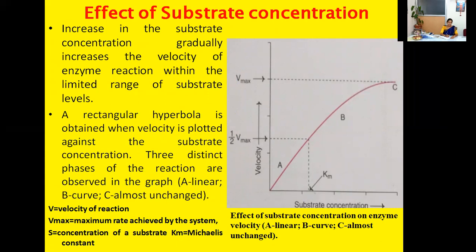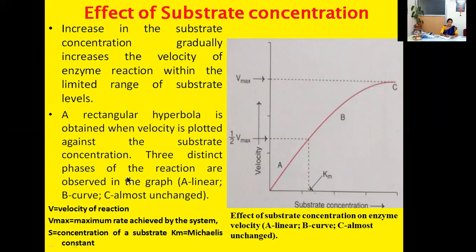Here, an increase in the substrate concentration gradually increases the velocity of enzyme reaction within a limited range of substrate levels. A rectangular hyperbola is obtained when velocity is plotted against the substrate concentration. At that time, three distinct phases of the reaction are observed in the graph.